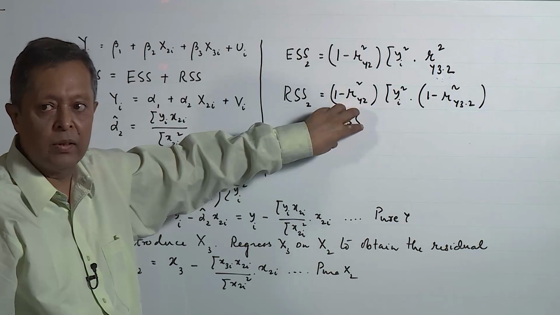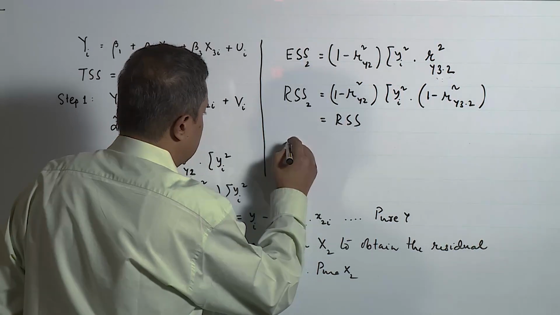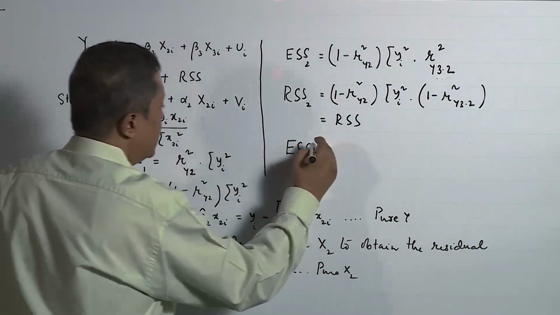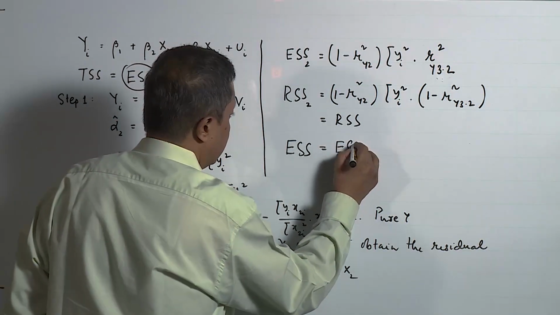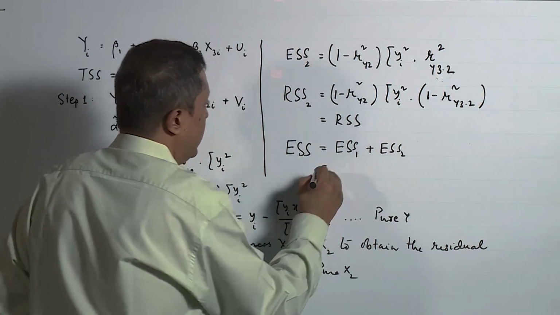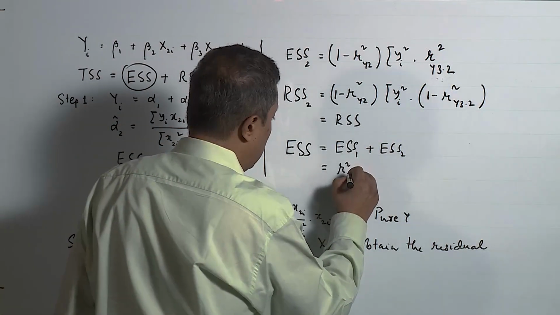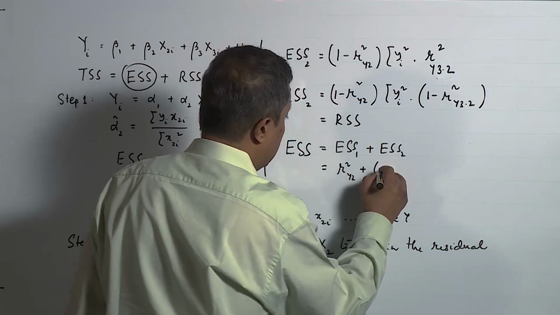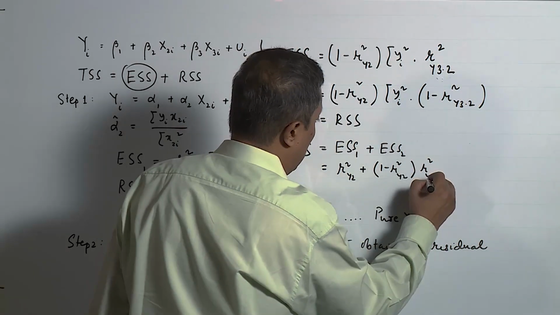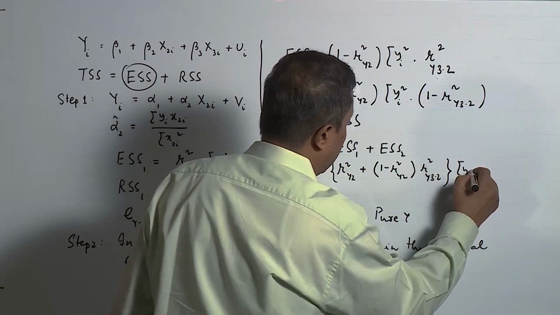So, this is the net residual sum of squares. What we do is we write the explained sum of squares as ESS1 plus ESS2. If we substitute ESS1 and ESS2, then we get r square y2 plus 1 minus r square y2 into r square y3 dot 2, the whole thing multiplied by summation yi square.